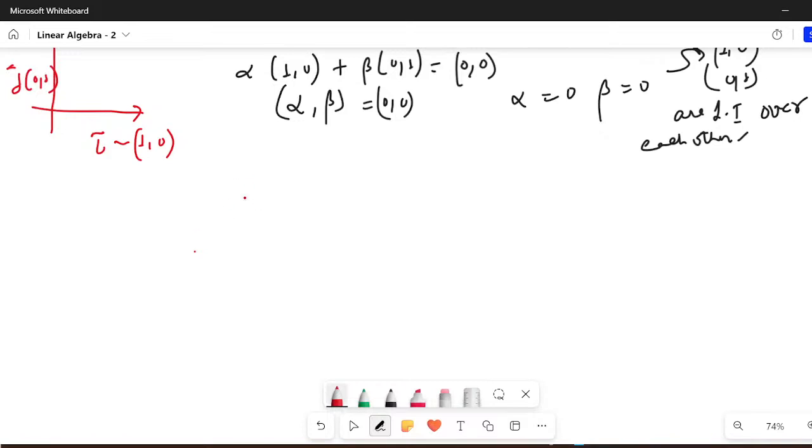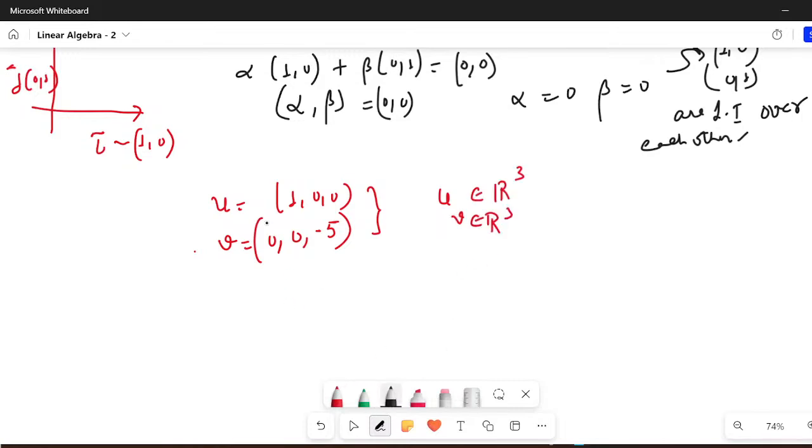Okay, so let us say you have vector u which is (1, 0, 0), and you have a vector v which is (0, 0, -5). Clearly u belongs to R cube and v belongs to R cube. Now I'm asking, do you think that these two vectors are linearly independent of each other or linearly dependent? In order to explain that, let us try to find alpha u plus beta v and equate it to (0, 0, 0), right?